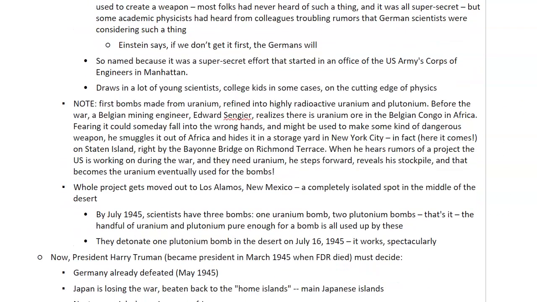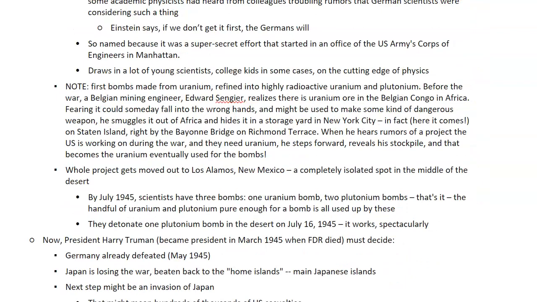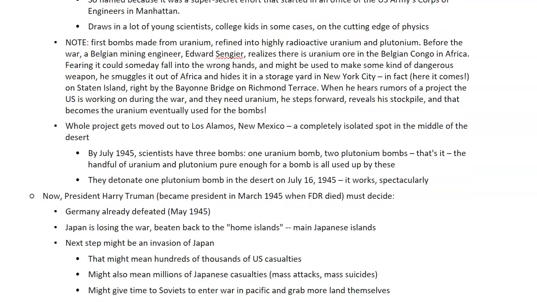Side story, they won't ask on the regents. The first bombs were made from uranium. Uranium is a radioactive metal, but it has to be refined into a very highly radioactive form, or you can change it into plutonium. So they need a lot of uranium to build these bombs, and they don't have much.